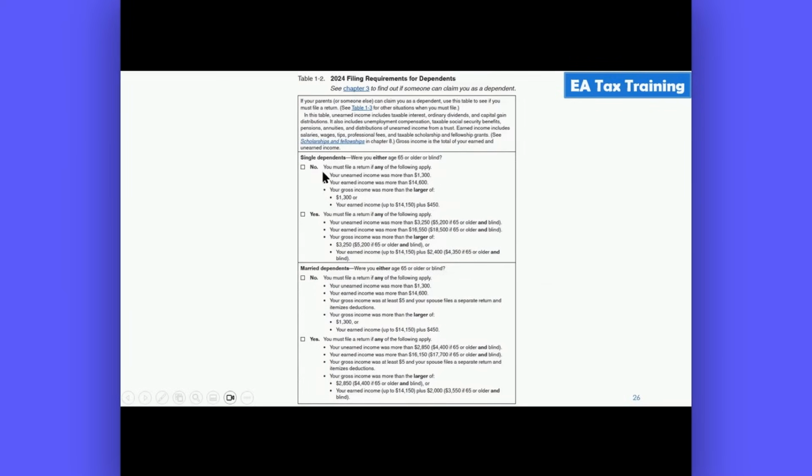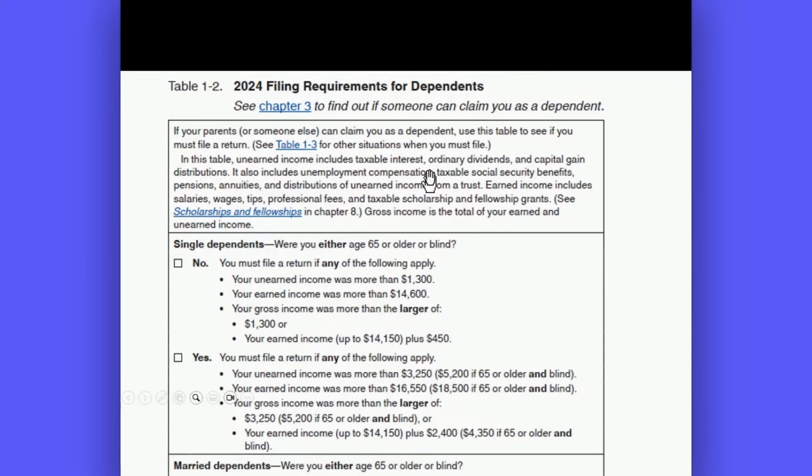Well, the people that do not use that chart is anybody who can be claimed as a dependent on someone else's tax return. So, for example, a child that can be claimed as a dependent on their parents' tax return would not use that previous chart. Instead, they would look at this one. So, let's zoom in here and look more closely at this. At the top here, it's basically saying if you can be claimed as a dependent, then you need to use this chart instead of the other one. And then it just explains the various types of income that we already talked about: earned, unearned, and gross income, and what those amounts mean.